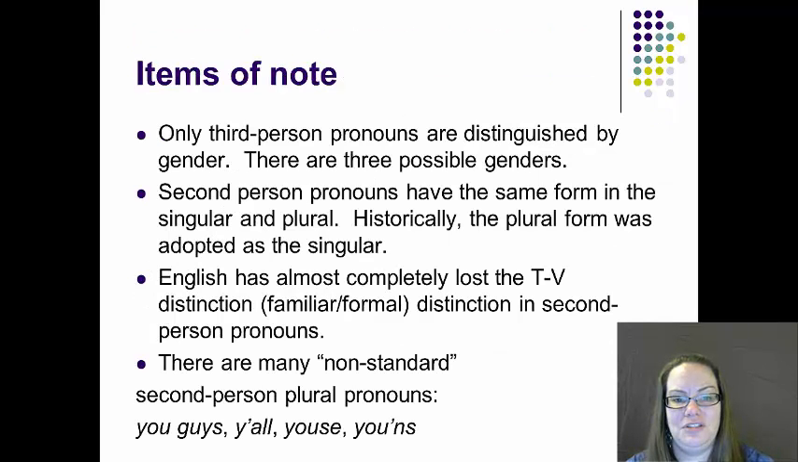It's important for you to know that only third-person pronouns are distinguished by gender. And we talk about 3 possible genders, but it turns out to be more like 2 genders and then one that's the non-human, non-gender specific. So even when I talk about my dog, which is non-human, I actually use the pronoun her to talk about her because she's female.